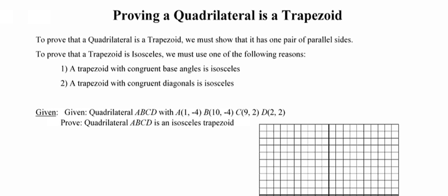Okay, the last type of problem you might see involving a trapezoid is the proof. So to prove that a quadrilateral is a trapezoid, we must show that it fits the definition. In other words, that it has at least one pair of parallel sides. In the coordinate plane, we can show that the sides are parallel simply by showing that they have the same slopes. If we're trying to prove that the trapezoid is isosceles, we either need to show that the base angles are congruent or that the diagonals are congruent. Either one of those conditions will force our trapezoid to be isosceles.